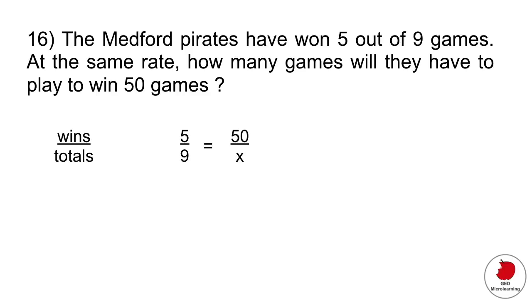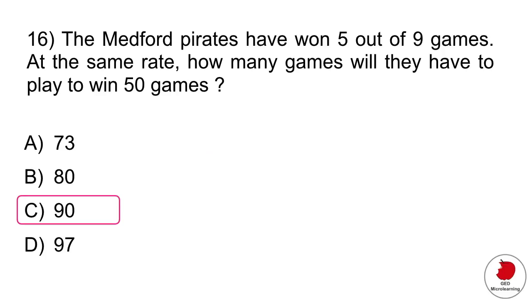Okay, so you would put 50 on the top there on the right, and your x is the total number of games that they would have to play. So once again, you're going to multiply across like this, so 5 times x, and then 9 times 50. That should give you 5x is equal to 450. Then in order to solve for x, you're going to divide both sides by 5. That gives you 90. Okay, so they have to play 90 games in order to win at the same rate.